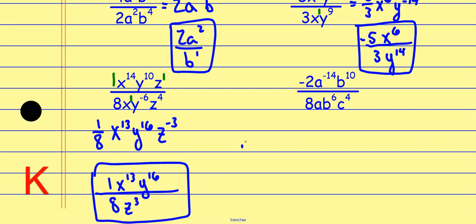And again, you can make that 1 invisible if you'd like, or just leave it. This one, same kind of thing. Negative 2 divided by 8. Don't be scared of it. That's just negative 2 over 8. Reduce the fraction. That's a negative 1/4.